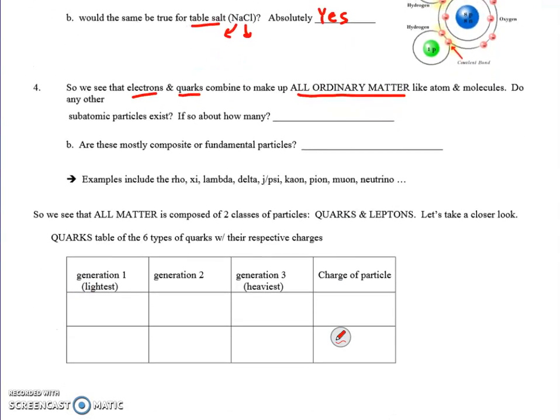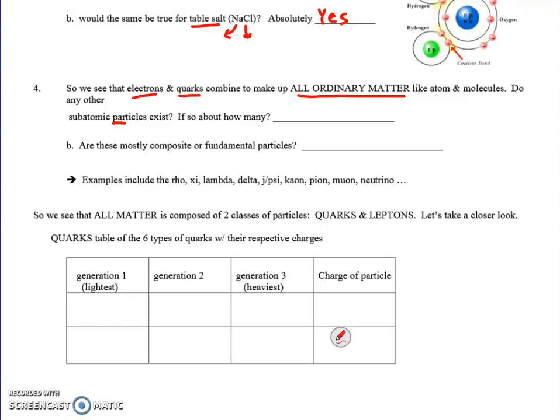So we can ask, do any other subatomic particles exist? Are there only quarks and electrons? The answer is actually no. There are other particles that exist. It turns out there's roughly 200 of them. There's a whole particle zoo out there, most of which doesn't last long enough for you to notice, because we're usually interested in atomic matter, which again is made up of 2 types of quarks and electrons. And of these 200, almost all of them are composite, meaning they're made up of a combination of fundamental particles.